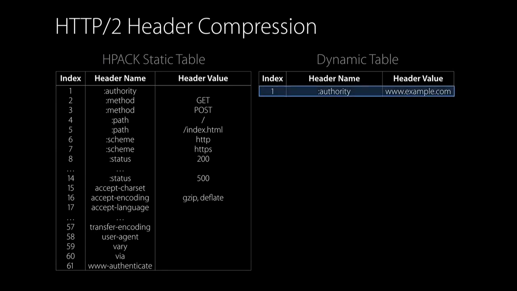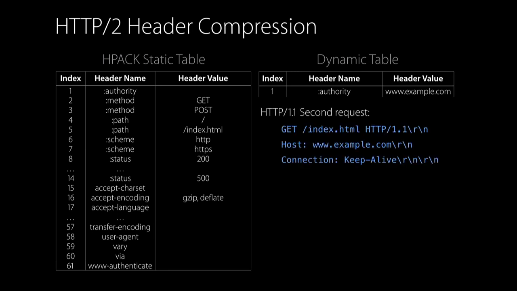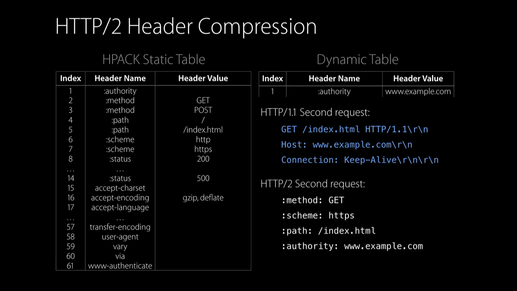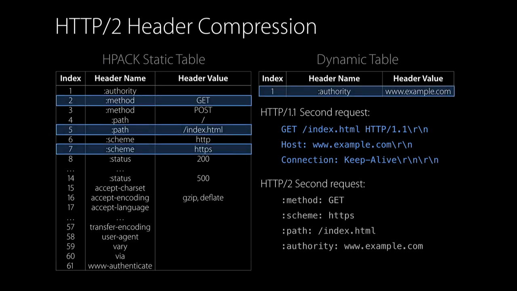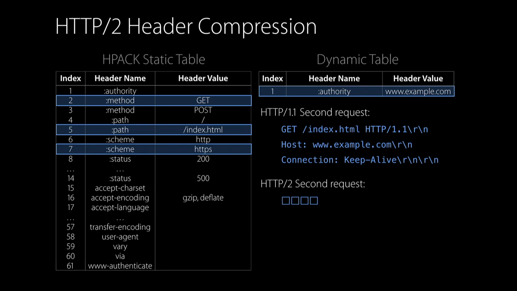Now with the second request, you see that the authority header goes in the dynamic table. So with the second request, HTTP 1.1 would send the same headers over and over again. In the HTTP 2 case, in that particular case, we can reference all the headers using the static and the dynamic table. We're using only 1 byte for each header. It is a huge savings of bandwidth, and it is remarkable how few bytes are needed to encode a request or response header in HTTP 2.